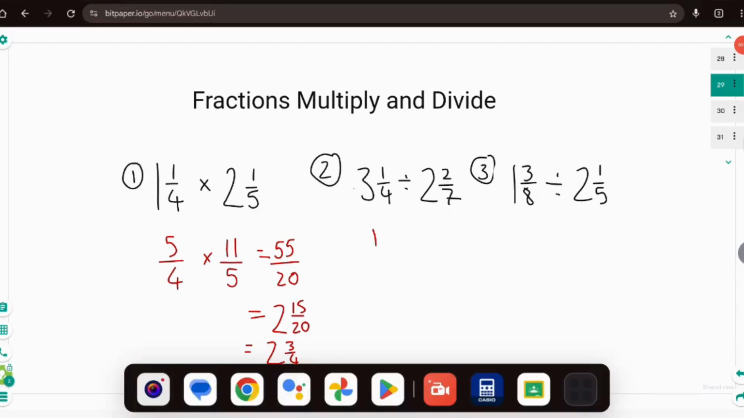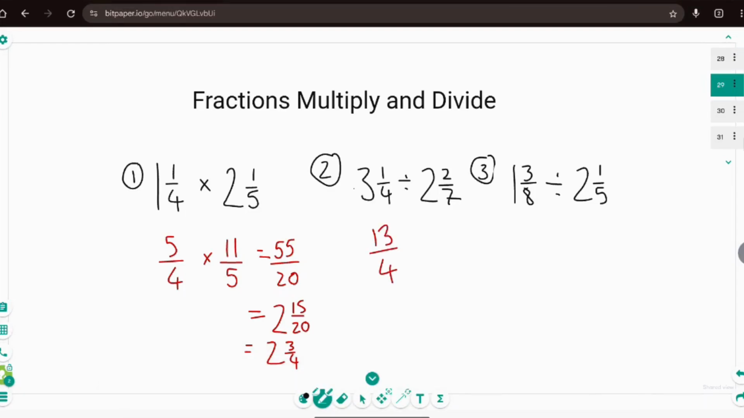12 add 1 is 13. We've got 13 over 4 divided by 2 times 7 is 14, add 2 is 16. Now, we've changed them to improper fractions. We need to keep, flip, change. We've got to divide. So keep, flip, change. 13 times 7 is 91. 4 times 16, 64. I'm just going to check on my calculator to see if I can simplify. Nope, that is my final answer.